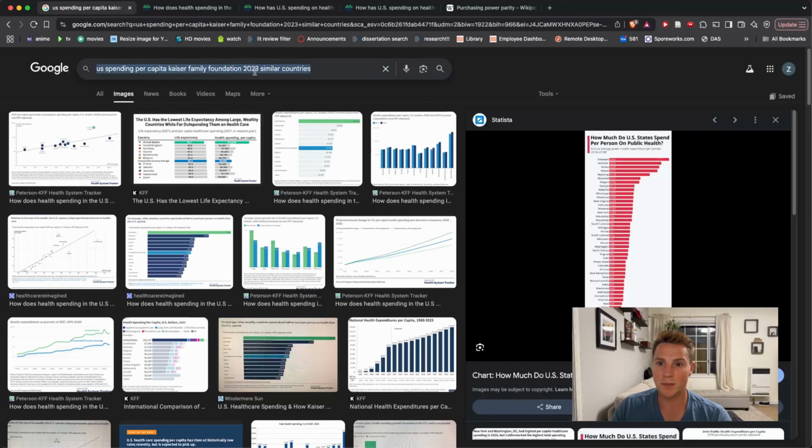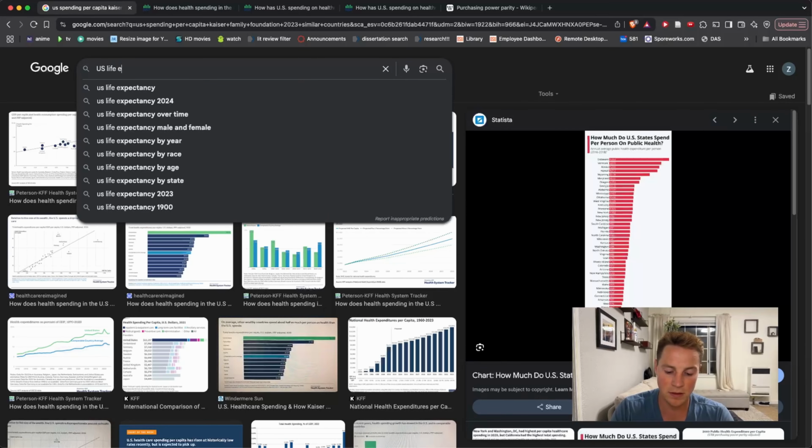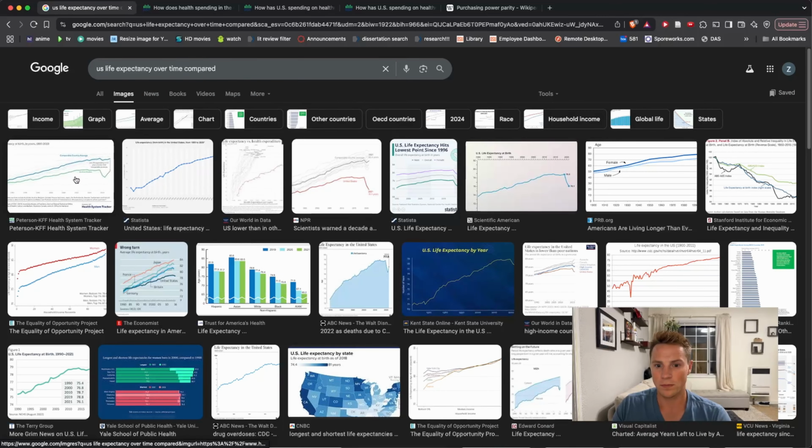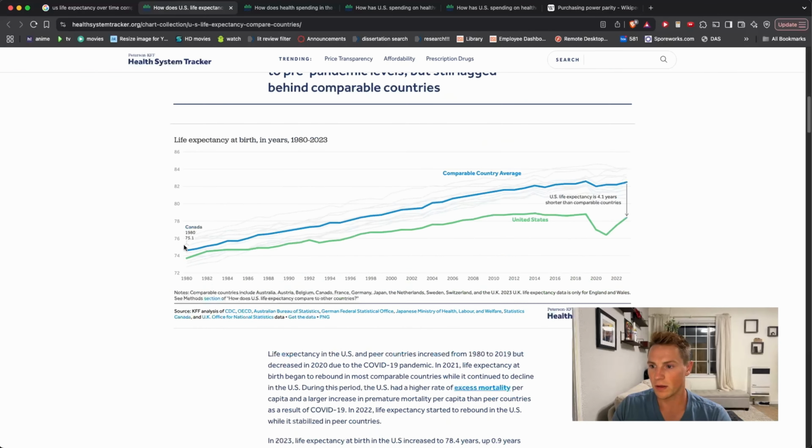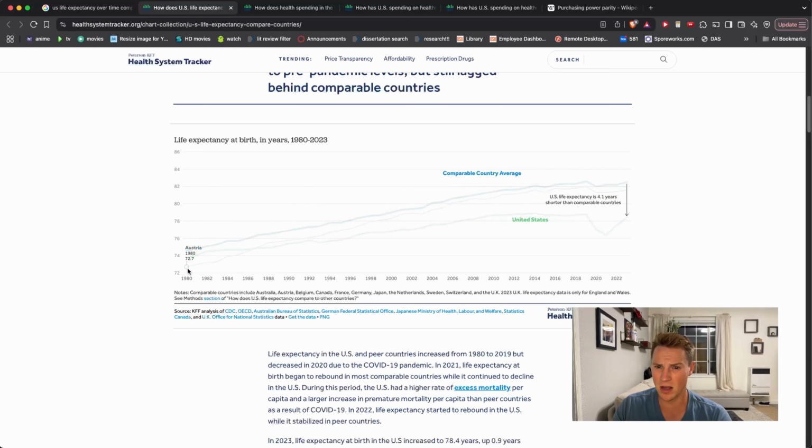Let's look up US life expectancy 2024. Let's do overtime. Overtime compared. Yeah, this chart is interesting. Look at this. Okay, so in 1980, the United States was in the middle of the pack. You had Austria down here, and Belgium and Germany that were below us. 73.1 years was Germany's 1980 life expectancy. The United States was sitting at 73.7.